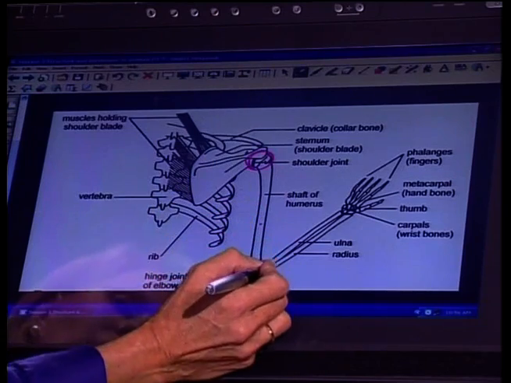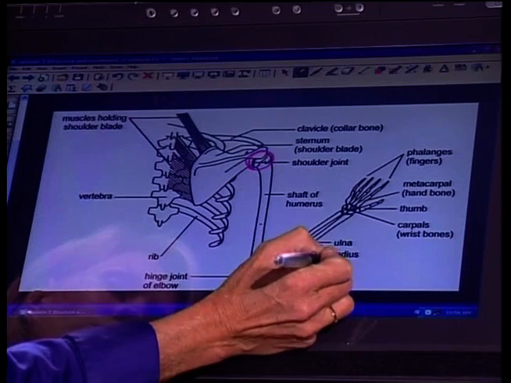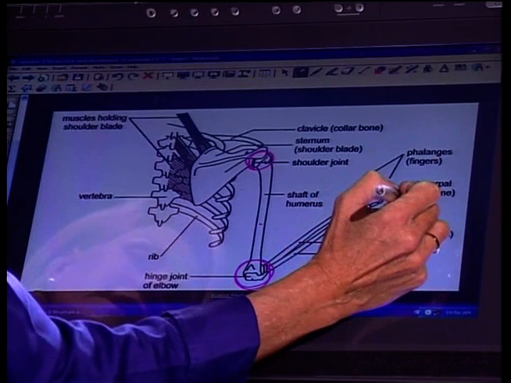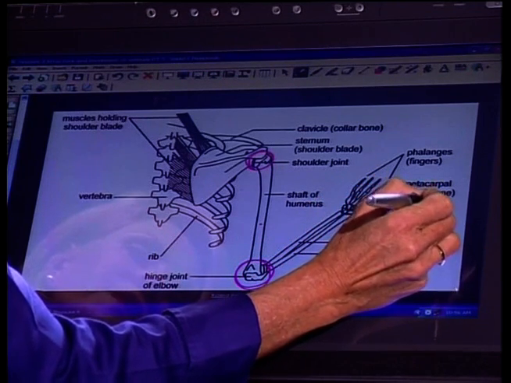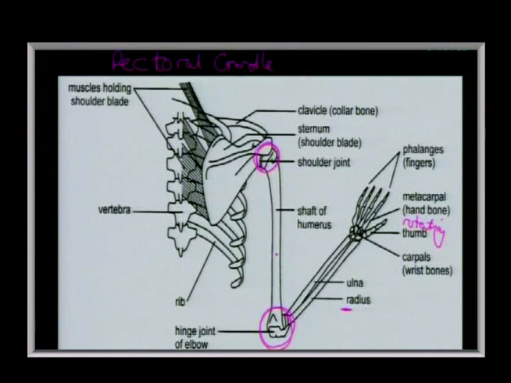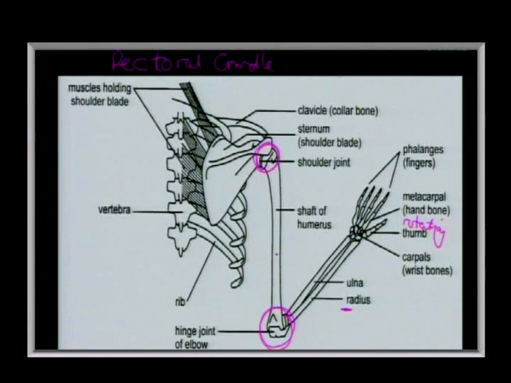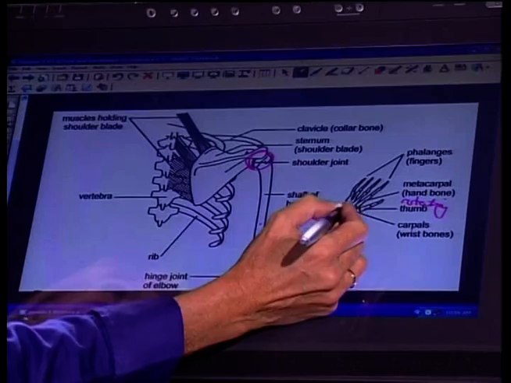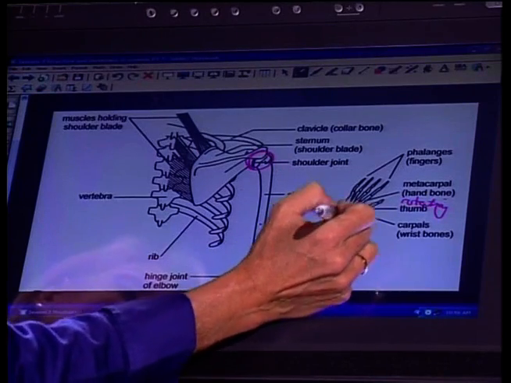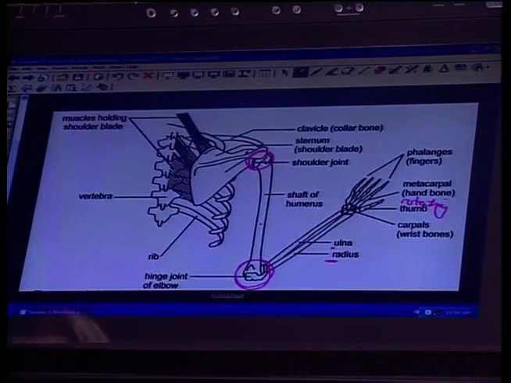Now remember, the radius is always on the side of the rotating thumb. That's just the way I remember it, so I hope you will too. Your thumb can rotate, so the radius is always on the side of the thumb. And the ulna is always on the other side, on the underside. So the radius is on the top, facing your thumb. The ulna is on the underside. U for under, U for ulna.